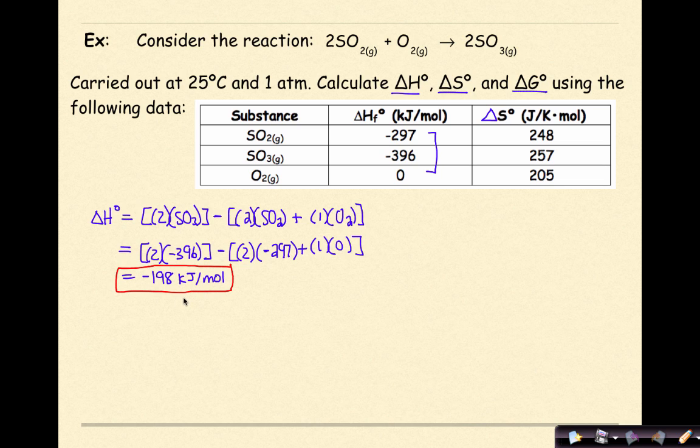Let's do the exact same thing now to find delta S at standard state. So again, I wrote out my product and my 2 reactant in symbolic forms. I know I'm going to be substituting in these values right over here, and I have to be careful this time because when I substitute in my value for oxygen, that does have a value associated with it. So now I'm going to take this data and plug it in.